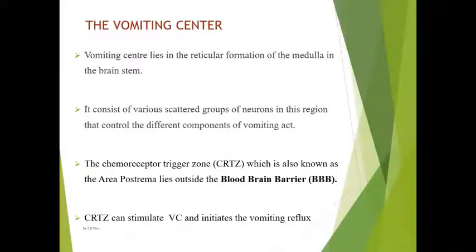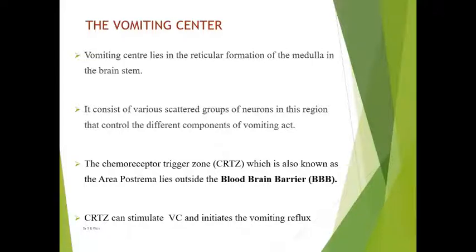So the chemoreceptor trigger zone, this is what I was talking about, the CRTZ, which is also known as the area postrema. The area postrema lies outside the blood-brain barrier. Remember, in the brain, we have the blood-brain barrier, whereby the astrocytes are covering the capillaries, and then you have the endothelial cells there. So that will provide a barrier.